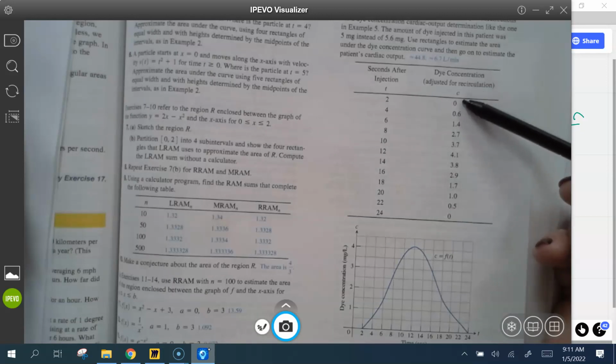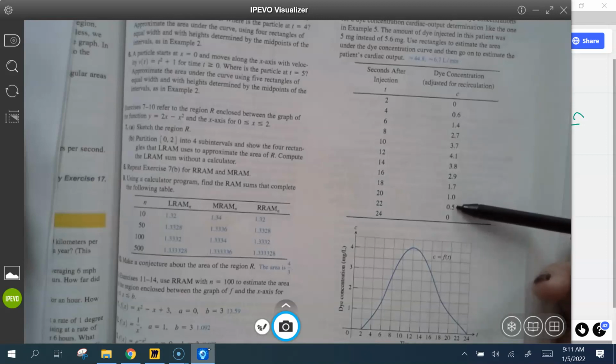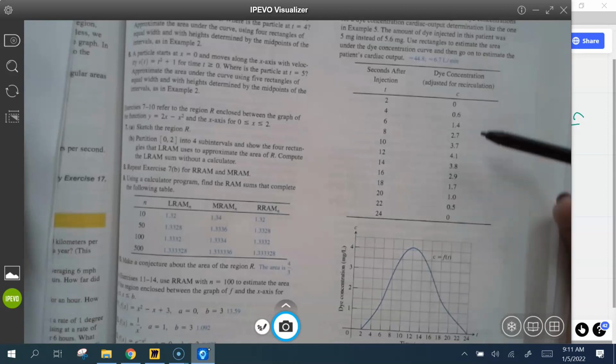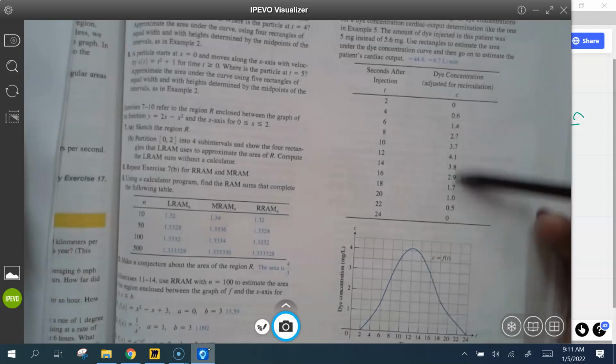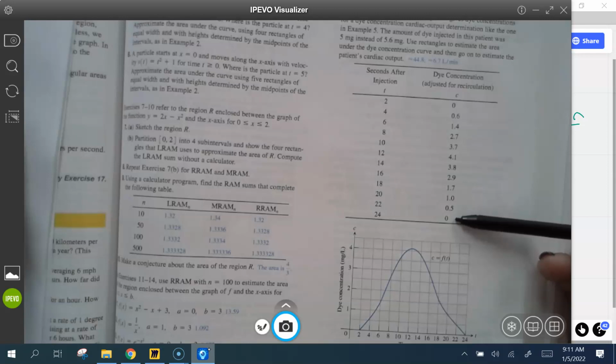Left RAM would start with 0, right RAM, and it would go until this point, right? Do you understand why? Left RAM, and then right RAM would start with the point 6 and would go all the way to the end. Does that make sense to y'all? No. Okay.